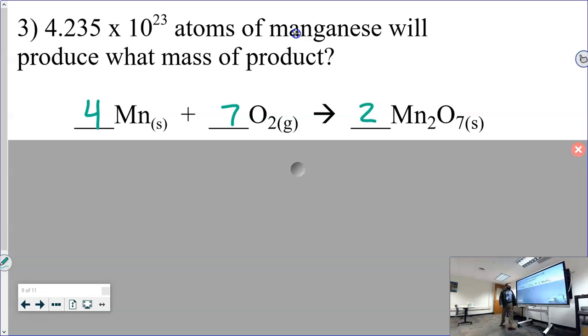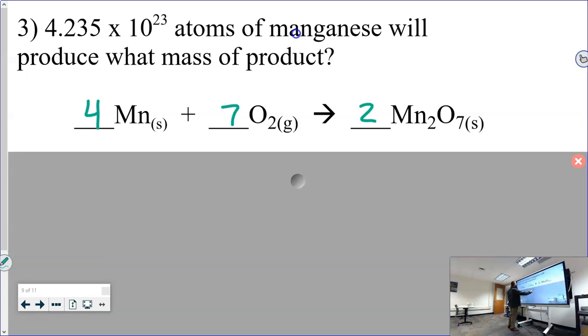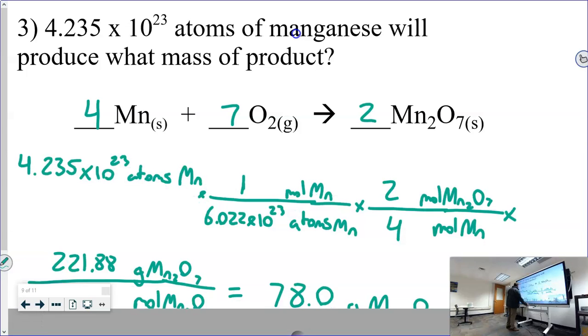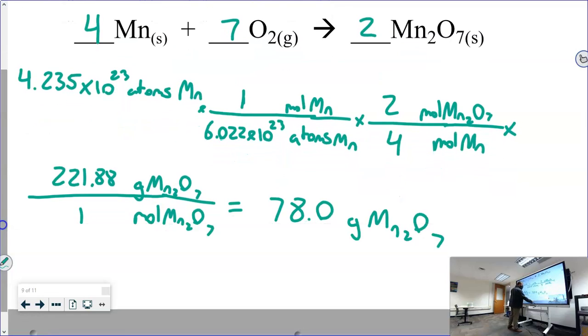Number 3. Here's the balanced expression. Okay? Took a little finagling. Again, this is one where you could have used a 0.5 to get to the correct ratios. But hopefully balancing is still A-okay. What we're going from here is atoms of manganese to mass of the product. I'm being a little more vague with how I'm describing that by not saying the actual substance, but hopefully this makes sense. We go from atoms to moles of manganese to moles of the manganese oxide, and then so on and so forth over to the grams.